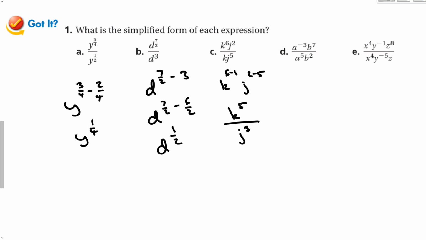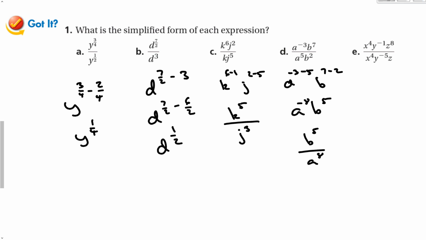Now just be careful with part D, that you don't get messed up with the signs. A to the negative 3 minus 5, and b to the 7 minus 2. Negative 3 minus 5 is negative 8. So that's a to the negative 8, b to the positive 5, and the negative exponent goes to the bottom of a fraction. Now, if you had wanted to, you could have moved this negative exponent term to the bottom of the fraction and then added the exponents together on the bottom. That's another way to do this, but let's stick with this technique for now.